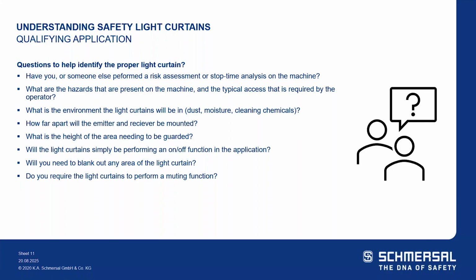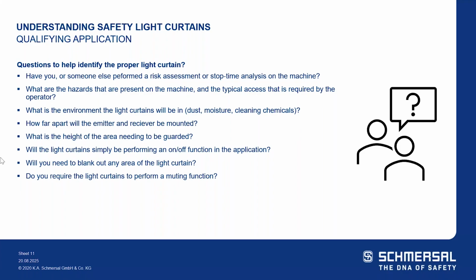What's the range? How far apart will the emitter and receiver be mounted? What's the height of the area needed to be guarded? Will the light curtain simply be performing an on-off function in the application? Or do you need to blank out any area of the light curtain itself for machine parts or parts that are being processed? Or do you require the light curtains to perform a muting function?